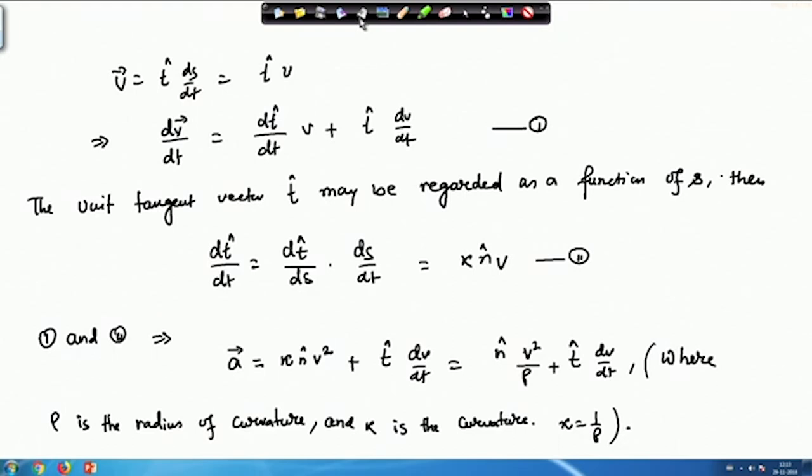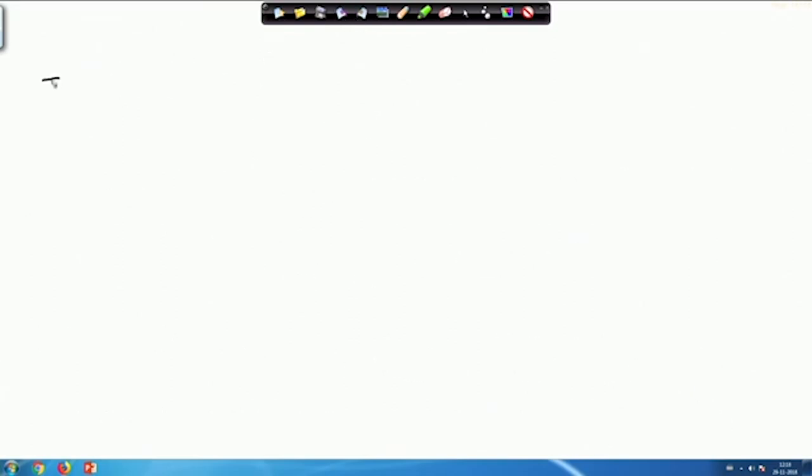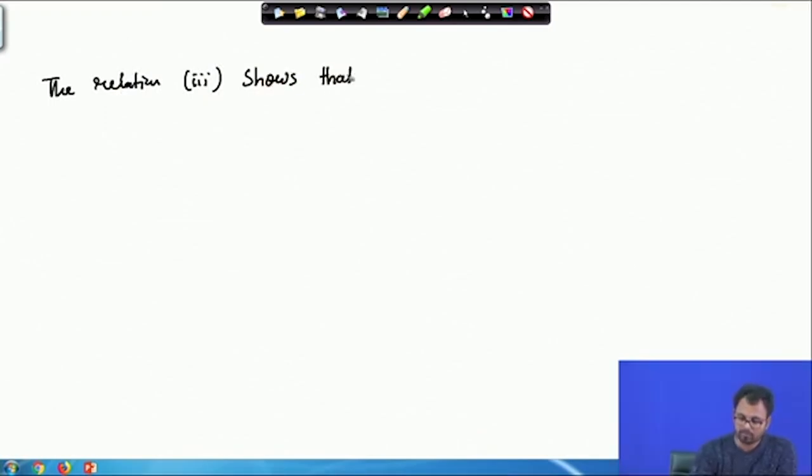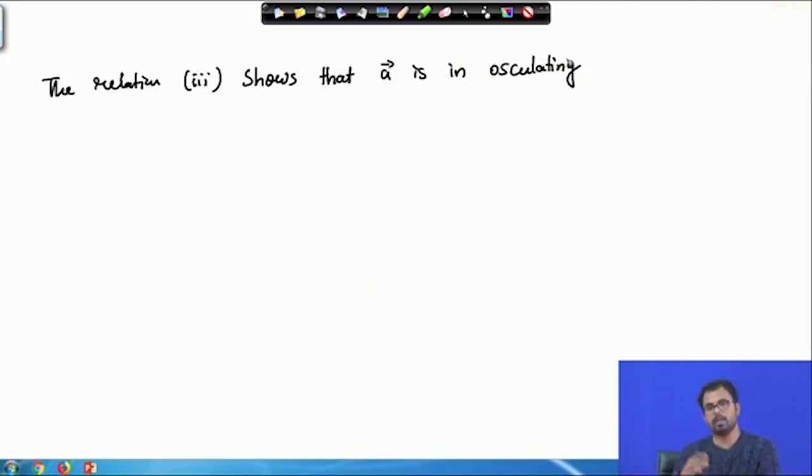So, what does that mean? That means that this vector a, or the acceleration vector, lies in the osculating plane, and that is by taking the dot product with b equals 0. This relation I can name as relation number 3. So, relation 3 shows that vector a lies in the osculating plane, because it is given as the combination of n and t, and a dot b will be 0.